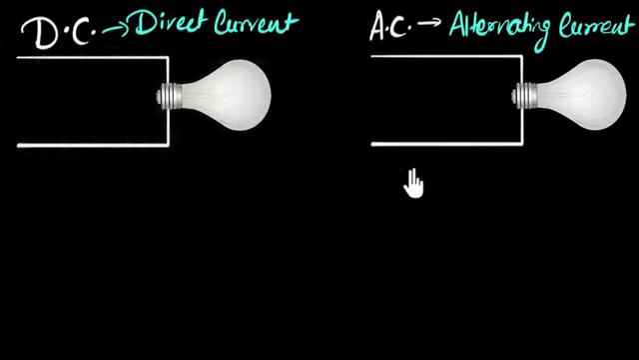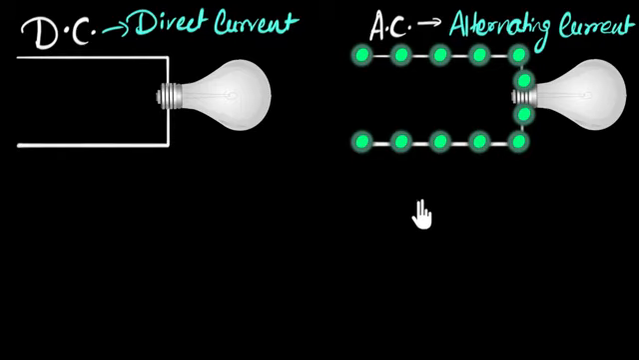Okay, what about alternating current? Well, this is where the current keeps changing its direction continuously. Once the current would flow this way, then the current would change and flow the opposite direction. Then again, it'll go back and forth, back and forth. Again, if you could visualize the electrons over here, now you would see the electrons are going back and forth, like this.